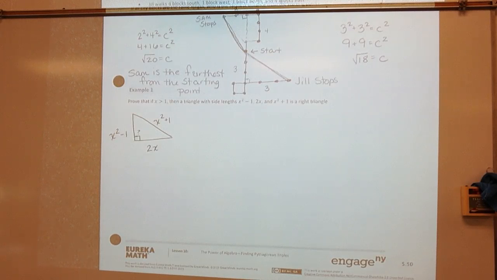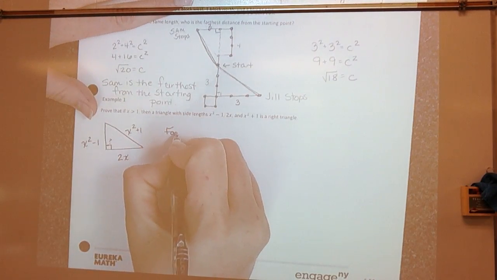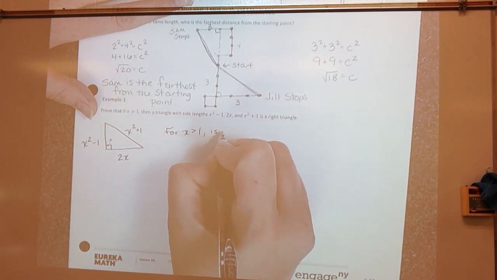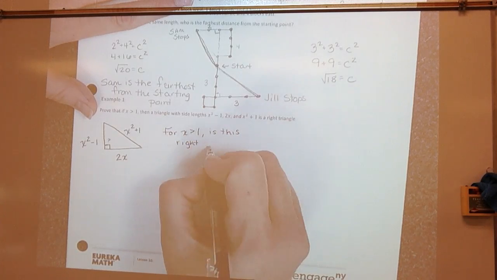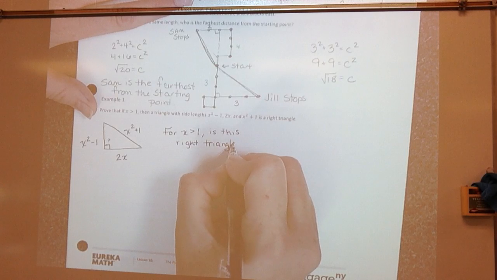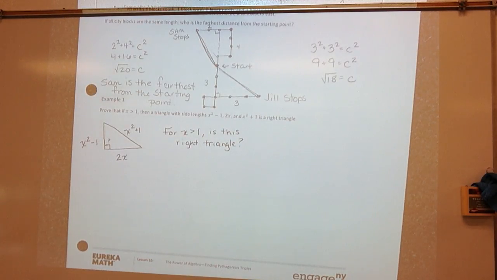We are given that the triangle exists with these side lengths, so we do not need to verify that the lengths are positive. Guys, if we're dealing with lengths, we know they're going to be positive. So we only need to check for any x greater than 1, because remember it says if x is greater than 1. For x greater than 1, is this a right triangle? That's my whole goal in this question.